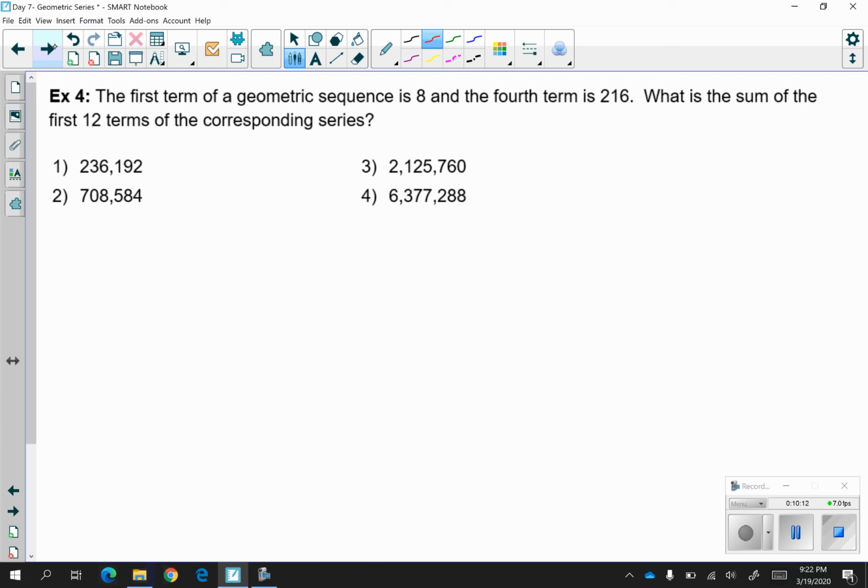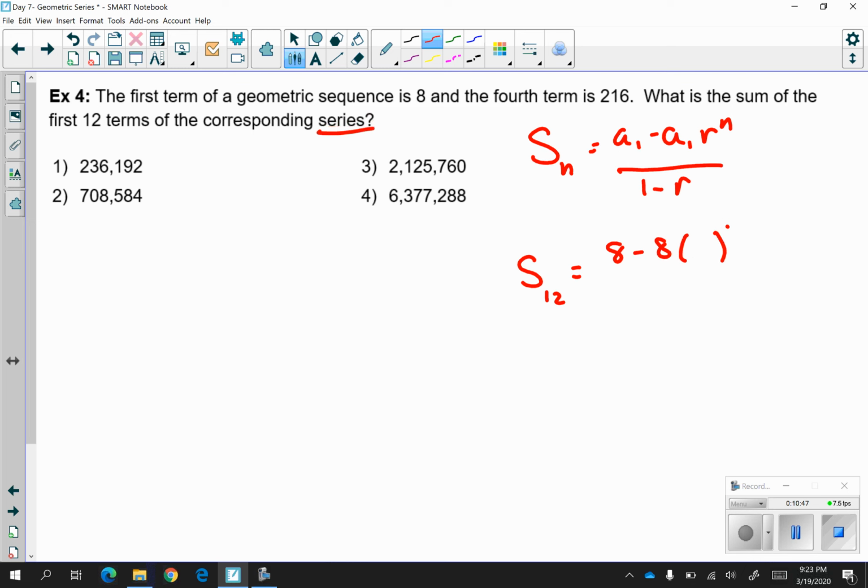Let's try another example. They're giving you the first term of the geometric sequence is 8, and the fourth term is 216. They want you to find the sum of the first 12 terms of the corresponding series. Series means we should be using that formula. Now, we know it's the sum of the first 12 terms. We know that the first term is 8. We don't know the common ratio. So we have to actually figure that out first.